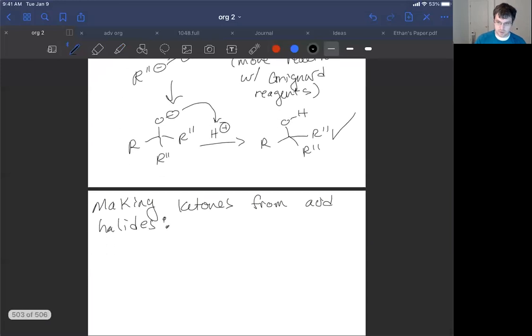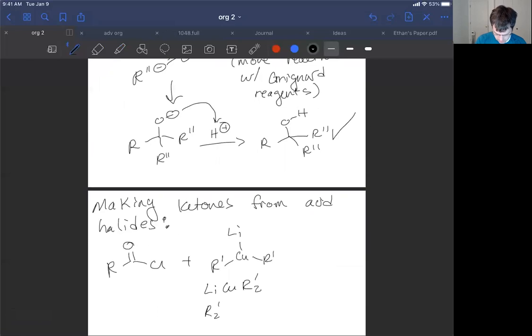Okay, so what you do in this reaction is you take an acid chloride and you treat it with a Gilman reagent. So lithium, or R2CuLi. These are all Gilman reagents. Okay, so Gilman reagents we've looked at before.